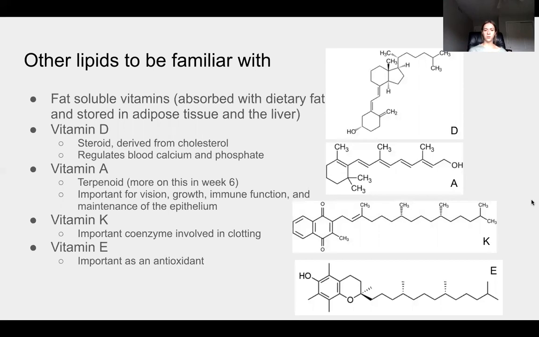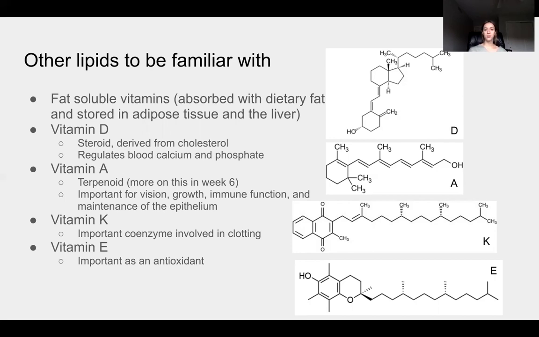We went over these a few weeks ago too. These are the fat-soluble vitamins. These are absorbed with dietary fat and they're stored in adipose tissue in the liver. It's really good to be familiar with these vitamins, at least knowing that D, A, K, and E are the 4 fat-soluble vitamins. Vitamin D is a steroid derived from cholesterol and it regulates blood calcium and phosphate. Helpful to remember that function because a lot of milk commercials will have stuff about vitamin D in them. So just knowing that's related to calcium helps me remember it.